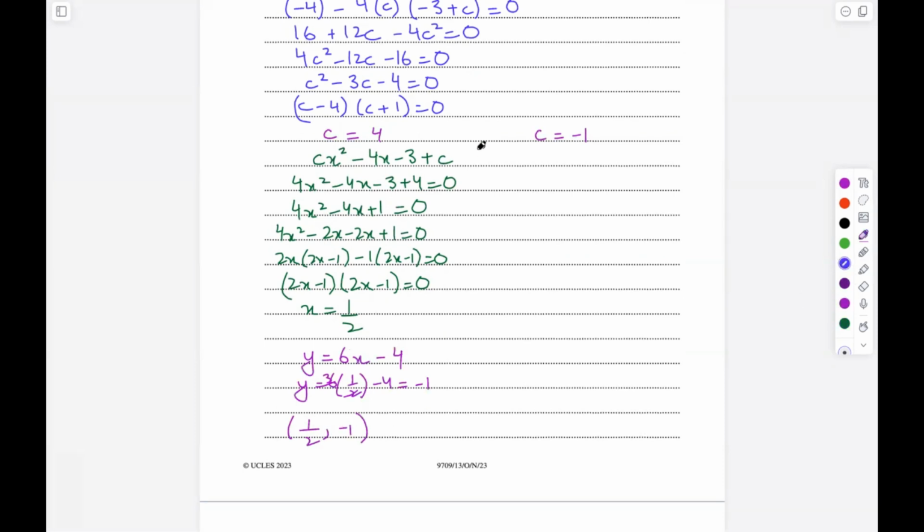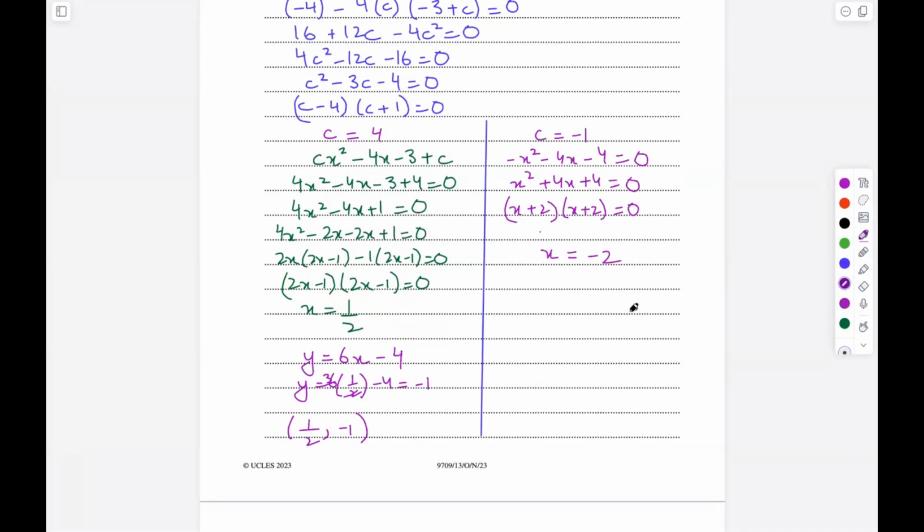And now using the value of c, which is minus 1, for the same equation, that will become minus x squared minus 4x, and minus 3 minus 1, that will become minus 4 equals 0. We can make the x squared term positive and write it as x squared plus 4x plus 4 equals 0. Factorizing this, we'll get x plus 2 and x plus 2 equals 0, as we need 4 when we multiply and 4 when we add. So the x value in this case will be x equals minus 2.